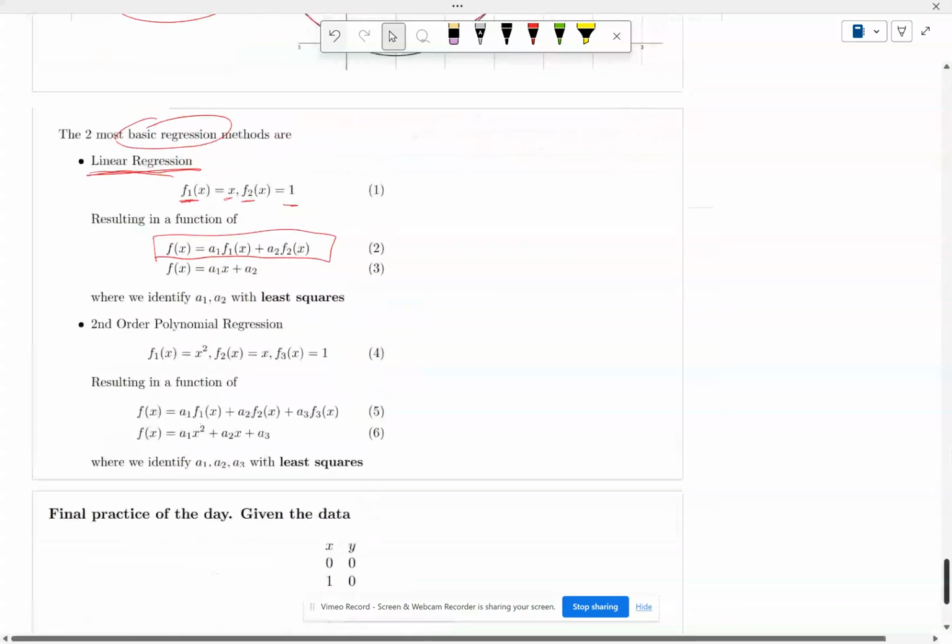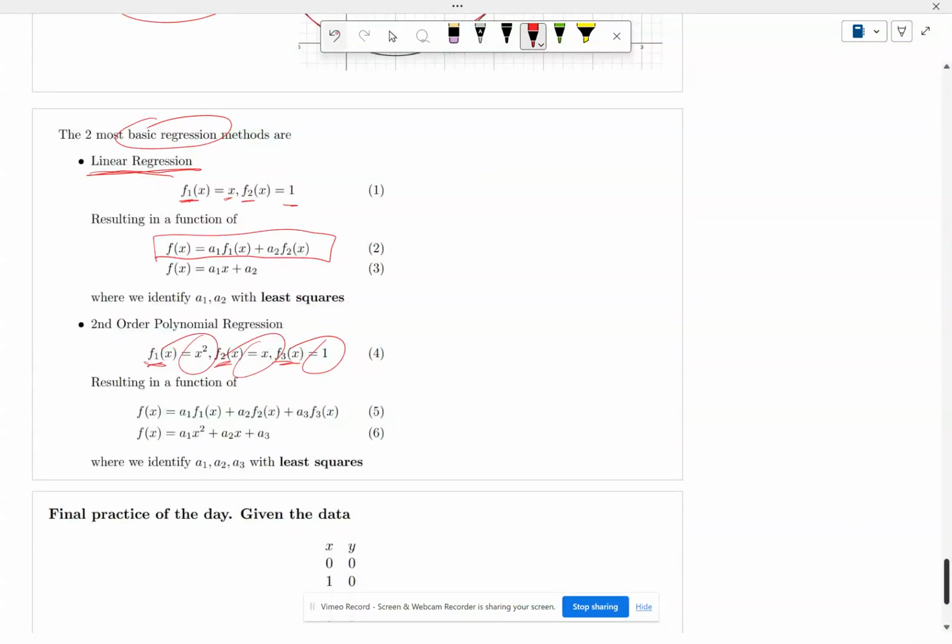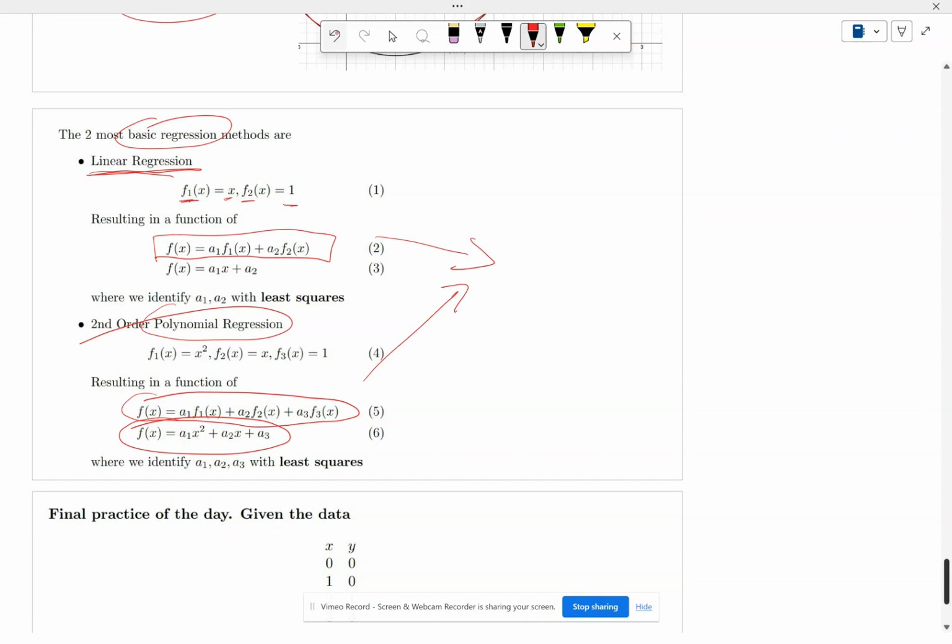For the other one, you assume that there are three functions, F1, F2, F3. F1 is x squared, F2 is x, F3 is equal to 1. This is yet another assumption, and we give it a different name, called polynomial regression. It results in functions that look like this or this. In both cases, we solve them exactly the same way. We put it into Ax equals y, and then we solve it.